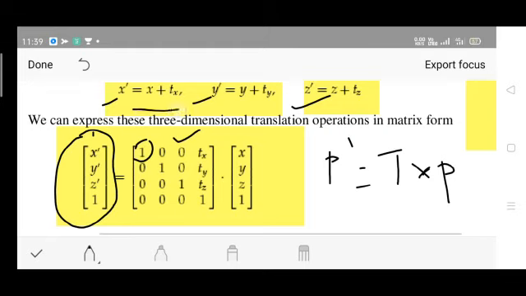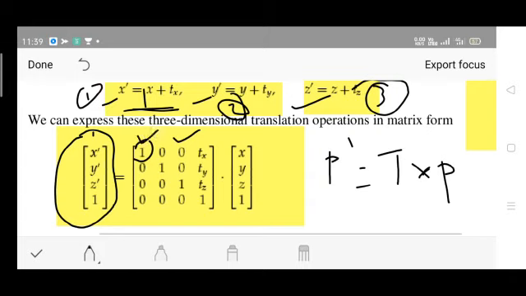Coefficient of x, check the formula number 1. Consider this as equation 1, this is equation 2, this is equation 3. Okay, equation 1, what does it tell? Check equation 1. x' = x + tx. What is the coefficient of x? It is 1, right? So the first parameter is marked as 1.